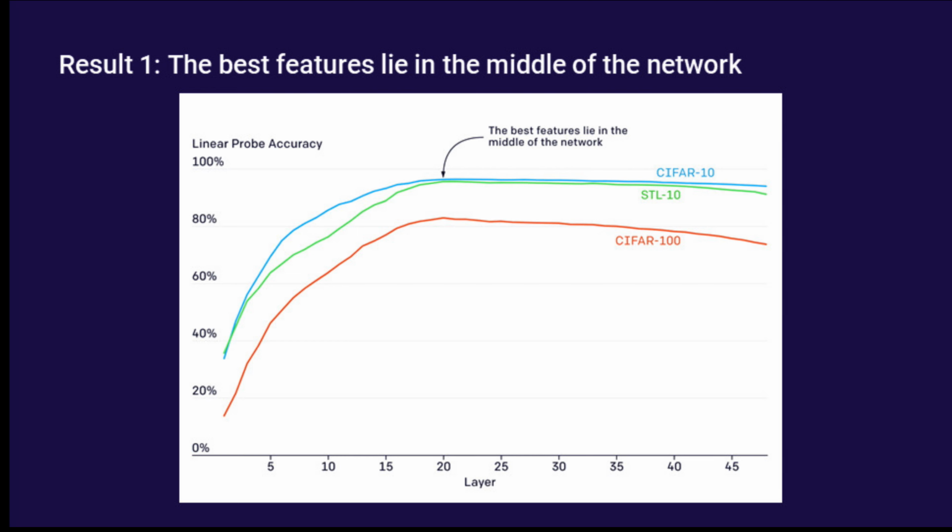So if you look at this graph, we have on the x-axis the layer in the model, and on the y-axis we have linear probe accuracy on CIFAR10. And we see that the best features lie in the middle of the network across different datasets like STL10 and also CIFAR100.